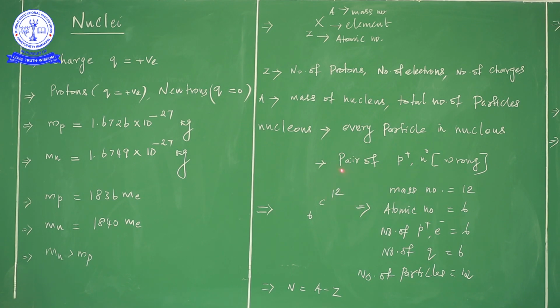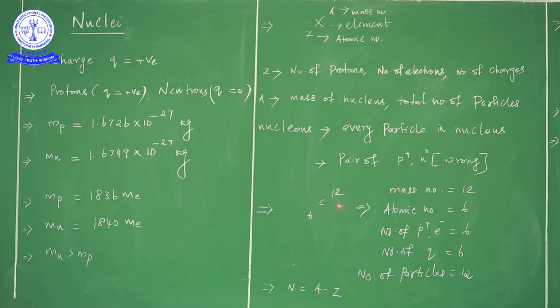I already said, every particle in the nucleus is said to be a nucleon. If you consider a class as a nucleus, the number of students in the class are said to be nucleons. Every student in the class is a nucleon. If there are 50 students in the class, it means we are having 50 nucleons in the nucleus.